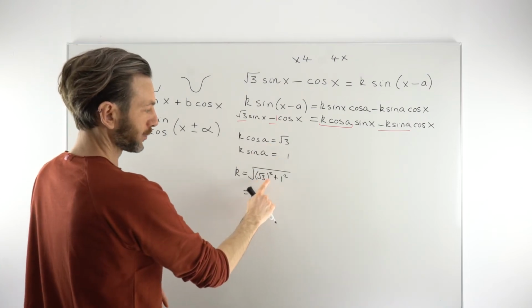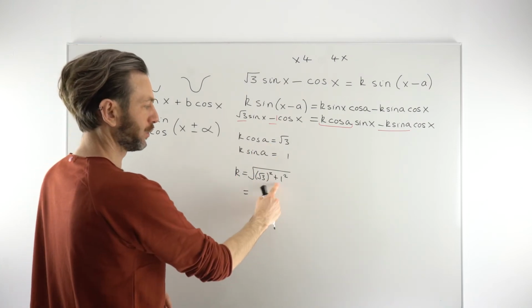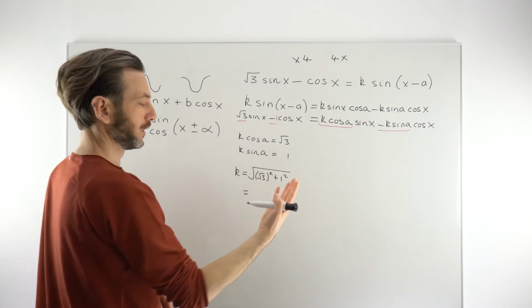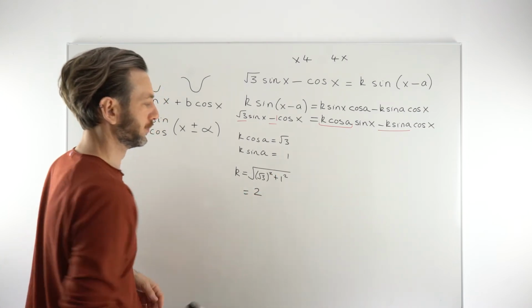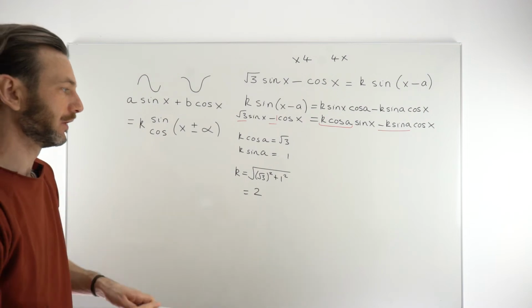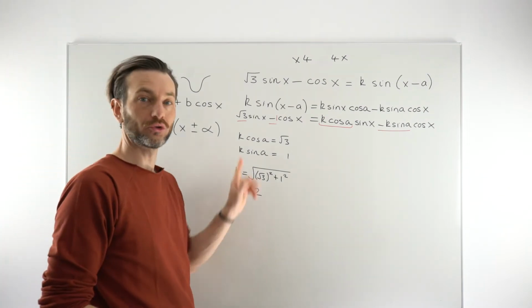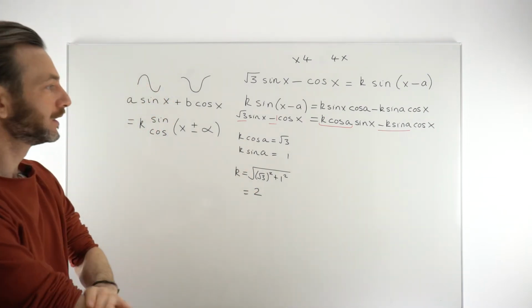The square root of 3 squared is just 3 because they cancel each other. 1 squared is 1. 3 plus 1 is 4. The square root of 4 is 2. So that's all just going to come out to be 2. Okay, so that's how you find the k value. That process never changes. You'll literally do those steps every time.